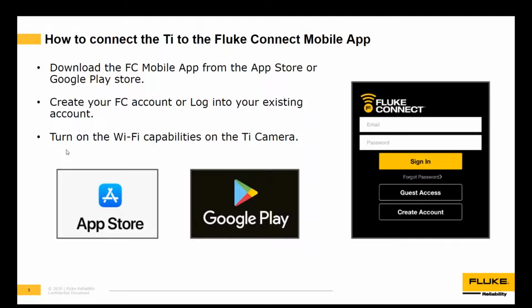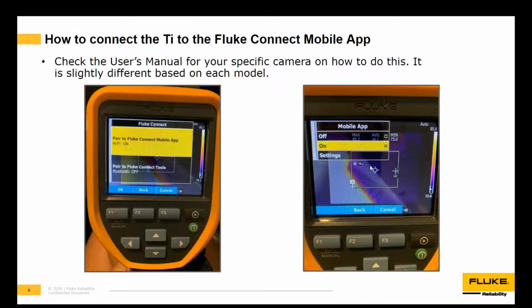Next, we'll want to turn on the Wi-Fi capabilities on your TI camera. Depending on which camera you have, most likely you'll have to click the F2 button and then go to the Fluke Connect section in the settings. You'll want to find the Pair to Fluke Connect mobile app and make sure it says Wi-Fi on. Depending on which model you have, it's always a good idea to go to the user's manual to make sure that you have the proper steps.